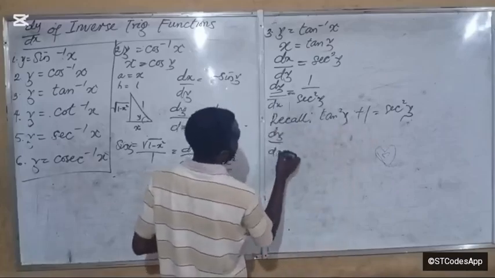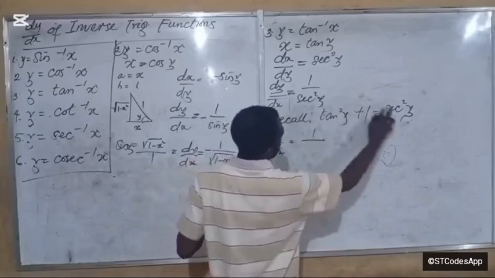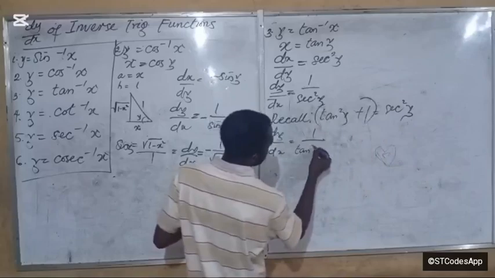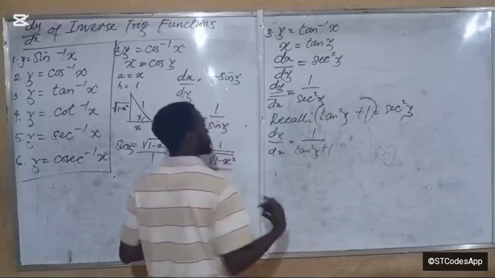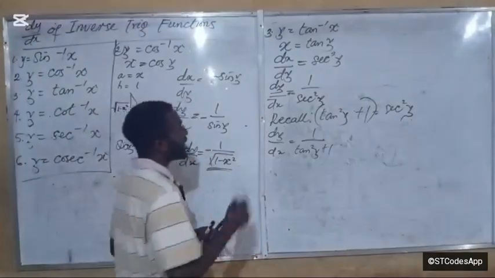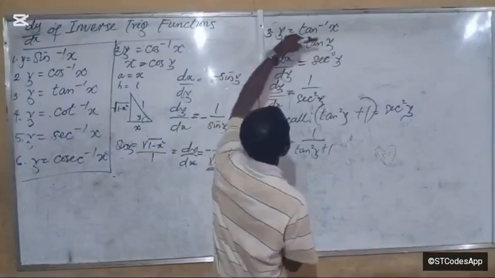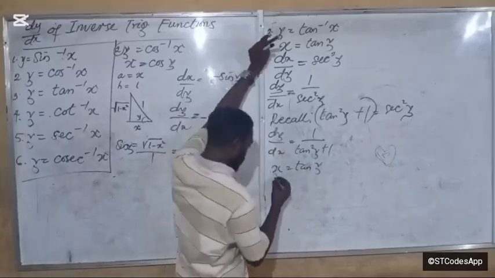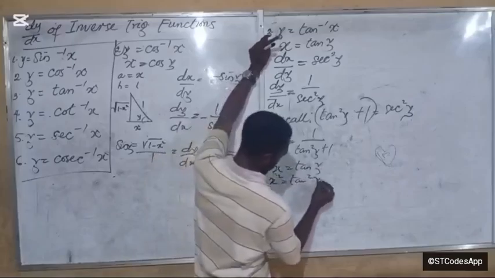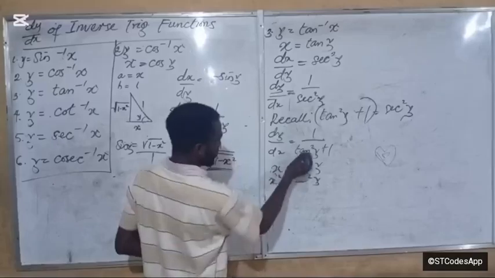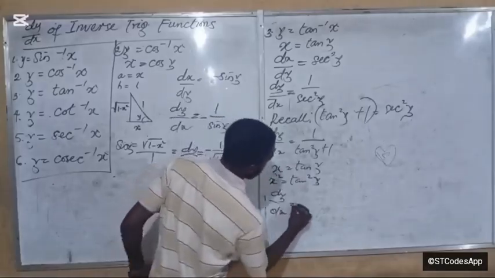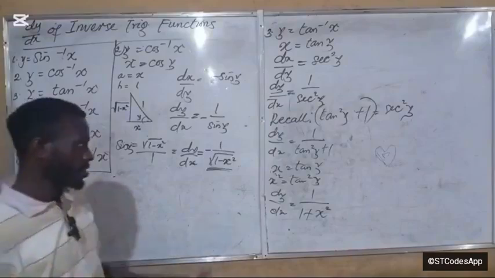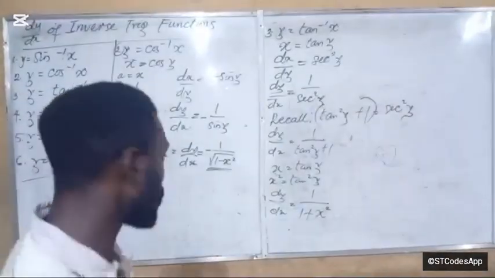Alright. So if this be the case, then we can use this to replace our guy, so that dy/dx will be equal to 1 over, this is sec squared y, right? We need to replace it. So we have 1 plus tan squared y. And remember that x is tan y, right? Therefore, x squared should be tan squared y, isn't it? So we can replace this by x squared, so that dy/dx will now be equal to 1 over 1 plus x squared. So that is the derivative of tan inverse of x.